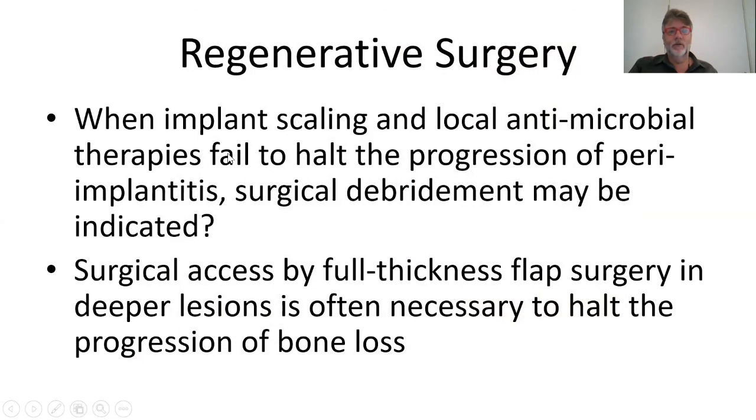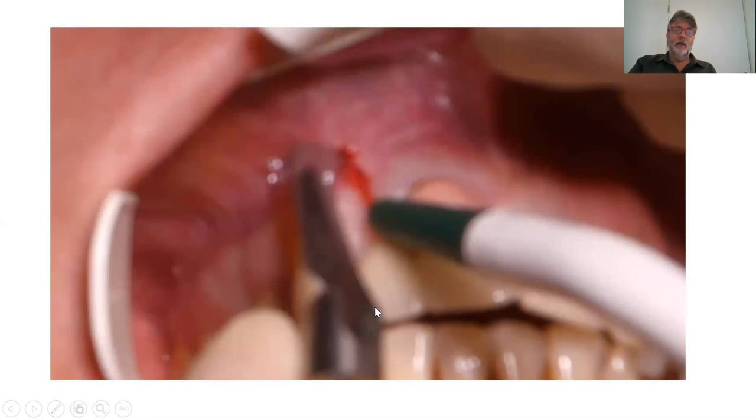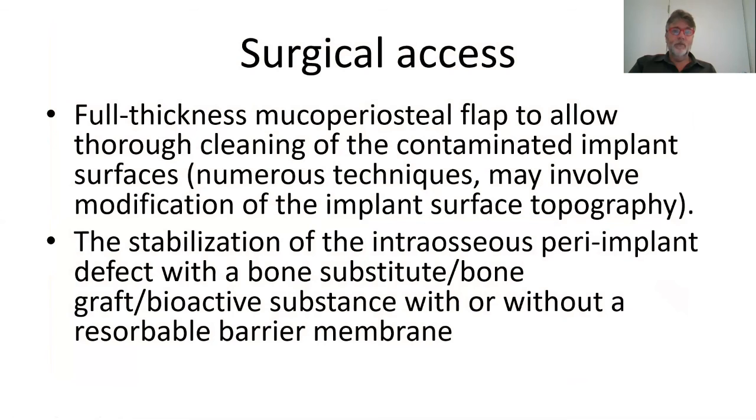So, regenerative surgery. When implant scaling and local antimicrobial therapies have failed to halt the progression of peri-implantitis, surgical debridement may be indicated. You've actually got to go in there and start removing stuff. You've got to maybe remove soft tissue, debride soft tissue. You lift full thickness flaps as needed. And as I say, this is quite an extensive procedure. So you want a full thickness mucoperiosteal flap to allow thorough cleaning.